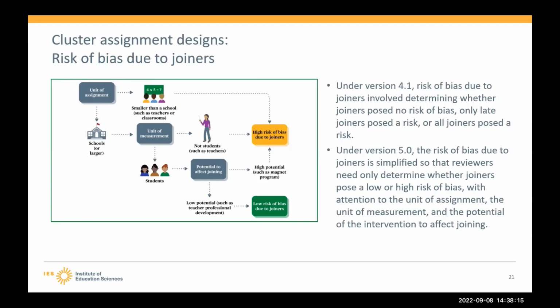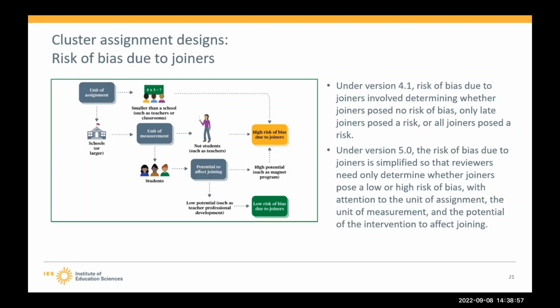And 3 decision points are used to guide reviewers in this assessment. And as shown on the screen, these decision points include the unit of assignment, the unit of measurement, and the potential of the intervention to affect joining. And as shown here on this slide, the handbook now provides general guidance for reviewers for assessing each of these decision points. So for example, if the unit of assignment in a cluster level assignment design is at the school level, and the unit of measurement is at the student level, and the potential of the intervention to affect school placements is low, then the risk of bias due to joiners is likely low.